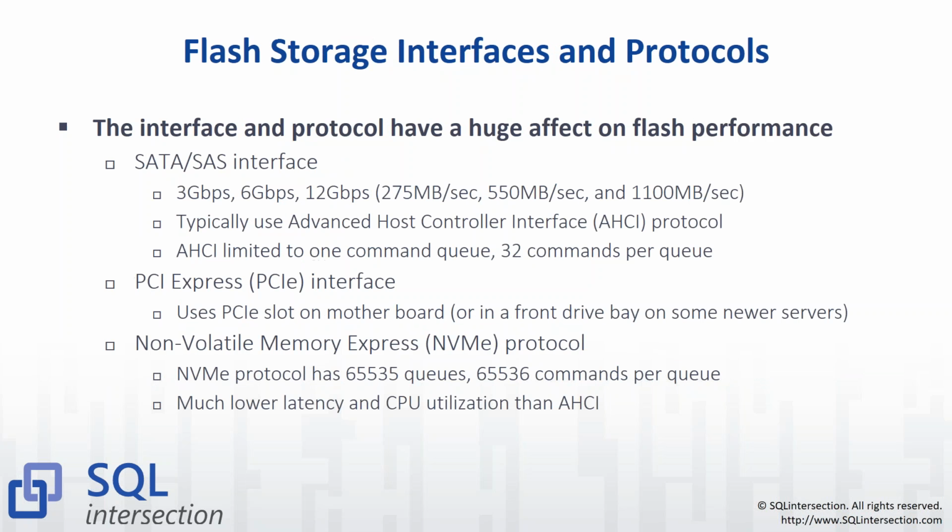And so there's different flash storage interfaces and protocols. And this has a big, big effect on how they perform. So first of all, with your older drives, it's either a SATA or SAS interface. And you've got the different levels, 3 gigabits per second, 6 gigabits, 12 gigabits. And these typically use the old AHCI interface, or protocol I should say. And that is severely limited. It was really designed for magnetic drives and not for flash storage.